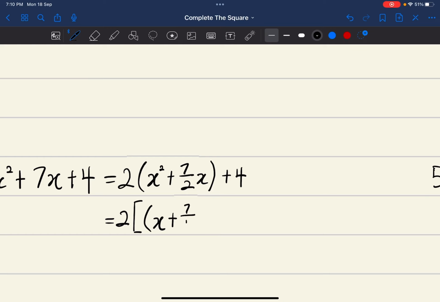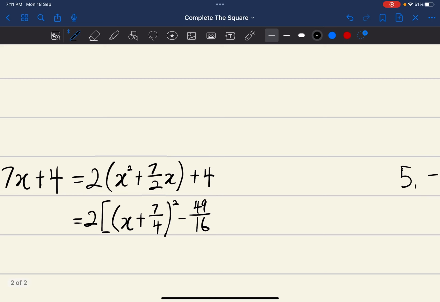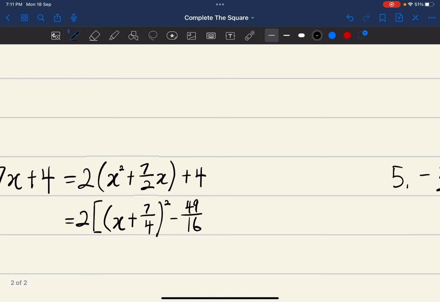So we write 7 over 4. Close the bracket, square it. What's 7 over 4 squared multiplied by negative 1? 7 over 4 squared multiplied by negative 1 is negative 49 over 16, right? Because 7 times 7 is 49, 4 times 4 is 16. So it's negative 49 over 16.